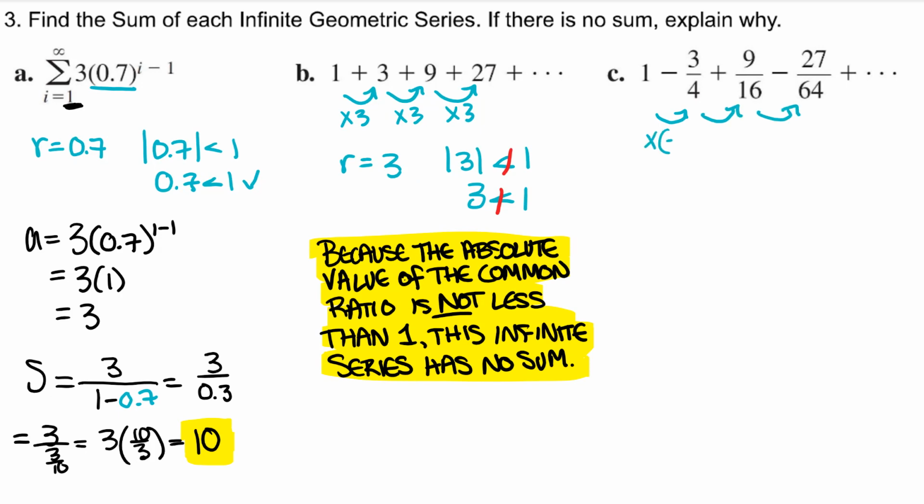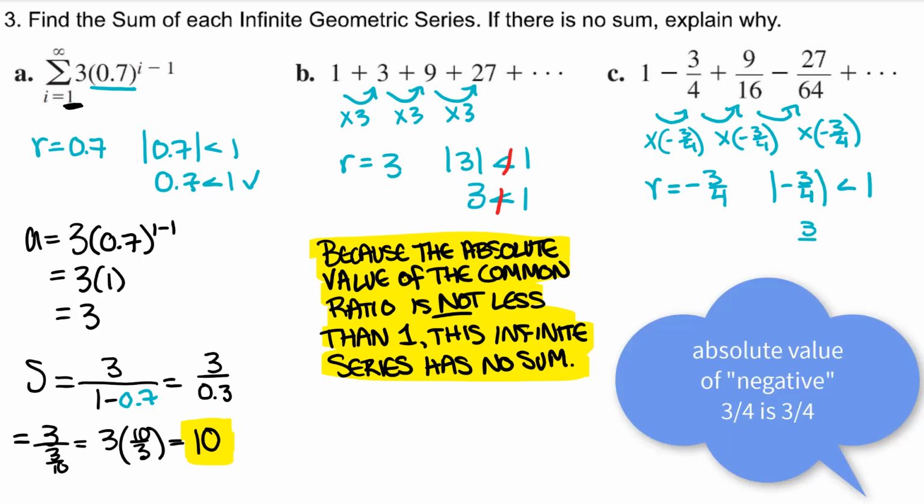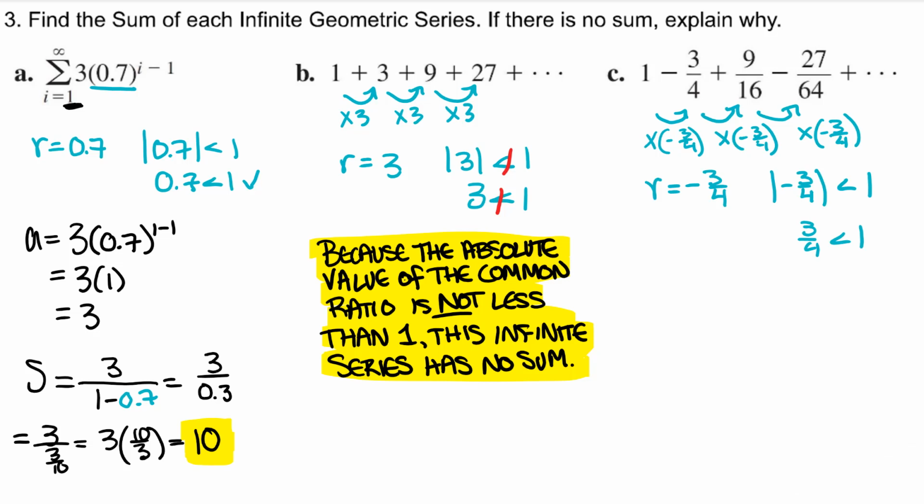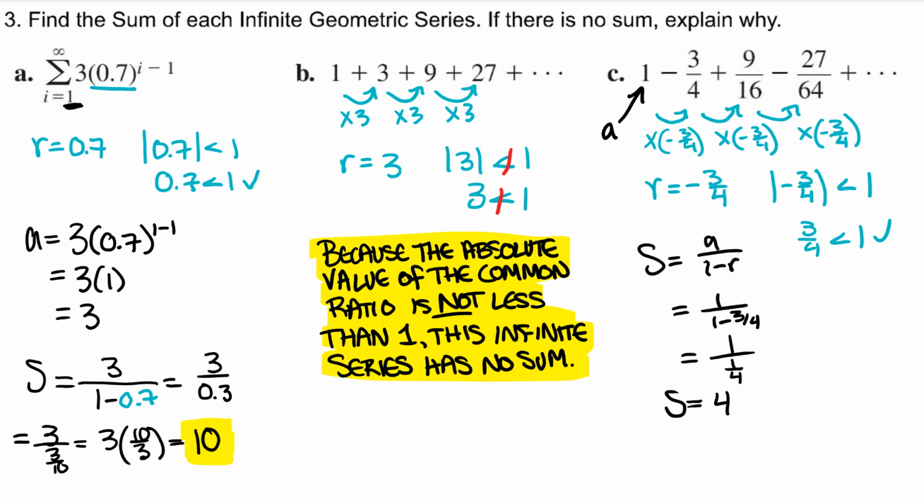Well, 1 times what gives me negative 3/4? Looks like negative 3/4. And then you check the other ones, and yes, the common ratio is negative 3/4. Now, is the absolute value of negative 3/4 less than 1? The absolute value of 3/4 is 3/4. And yes, 3/4 is less than 1, which means this infinite geometric series has a sum. A would be the first term they gave us, 1 over 1 minus 3/4. Wow, the sum of this infinite geometric series is 4.